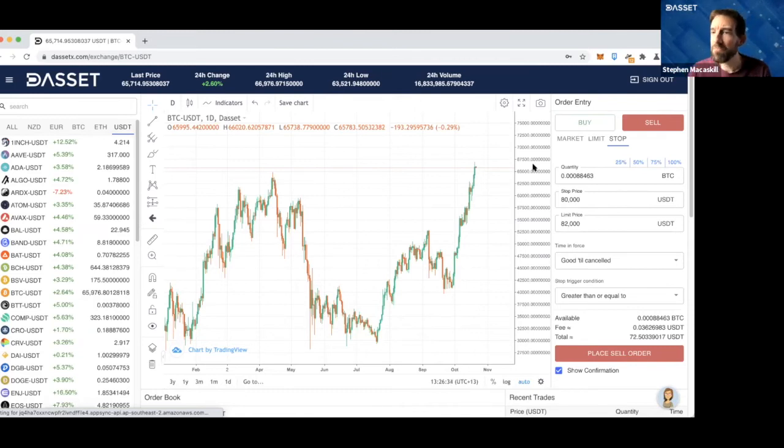So stop orders can be a lot more advanced. You can place market stop orders where it just executes at market price. That is something that we will be adding in the next few months.